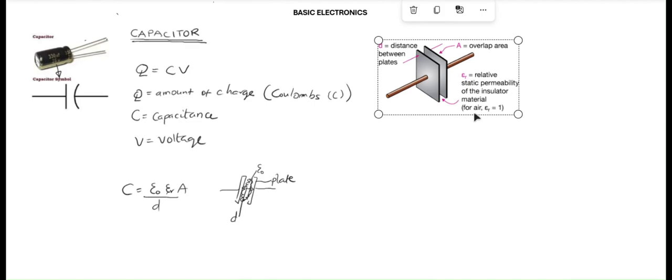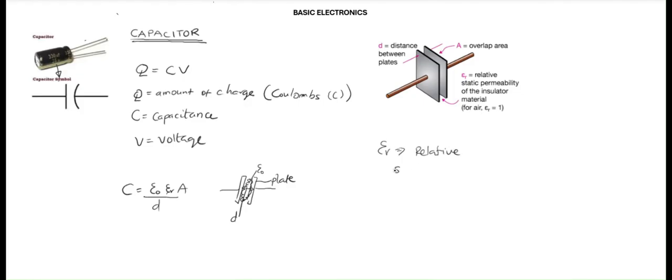So yes, just as you can see in this image, we have the epsilon R to be the relative static permeability, and epsilon naught is the dielectric constant.